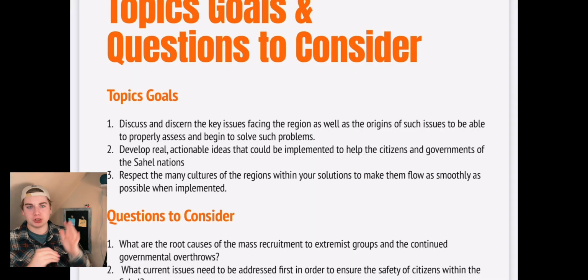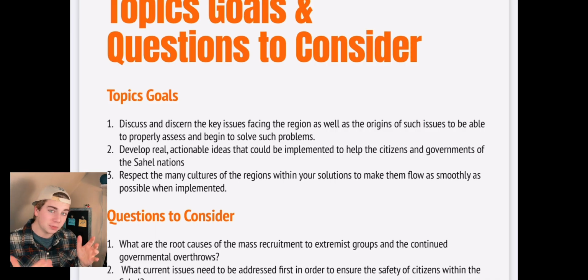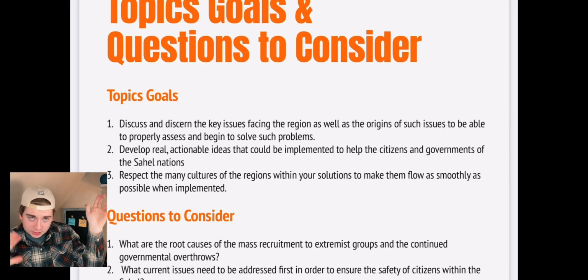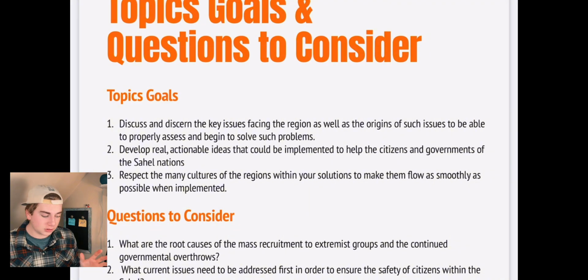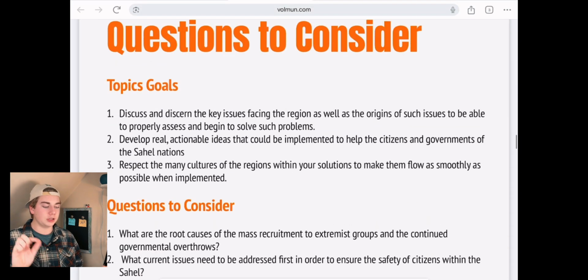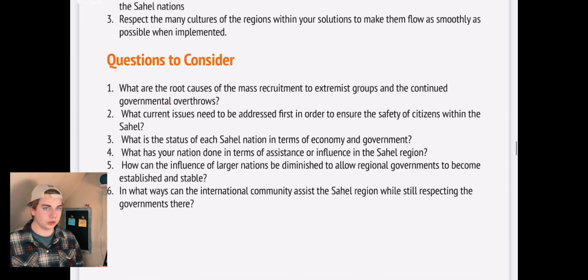Make sure that you're pertaining to your actual topic and the actual questions to consider, because that's what they're looking for in the quality of a research paper, and that's what's going to win you research awards, and get you on the docket and set up for committee, and everybody's going to respect you. You're going to be loved, obviously. So just look at the questions to consider and the topic goals. They are really, really important.